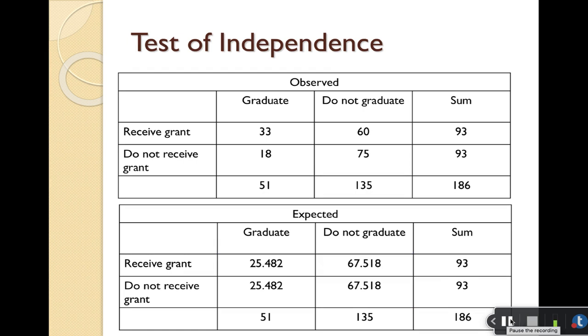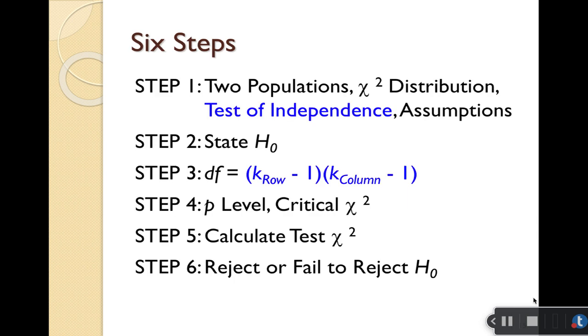So you can see here when I apply those percentages or proportions, the graduation versus non-graduation, I end up with an expected graduation of 25.5. We would expect that many to graduate versus 67.5 we would not expect to graduate, regardless of whether or not they received the grant. So hopefully that makes sense in terms of the math. Again, I'll show you how we can also do this in SPSS in just a minute here.